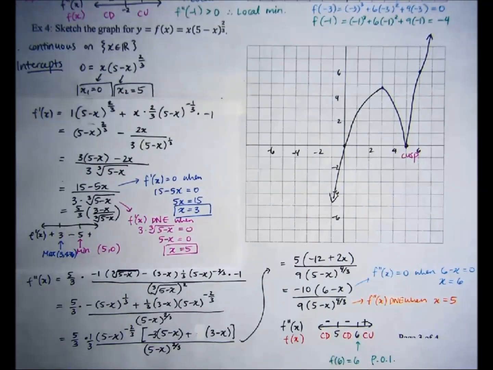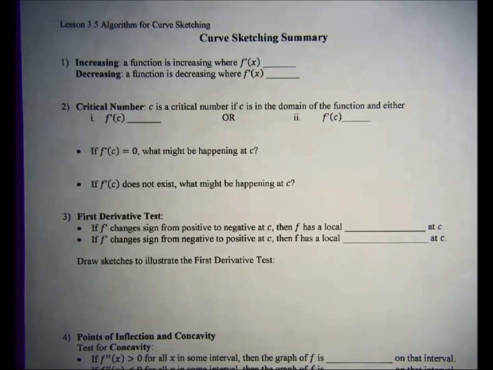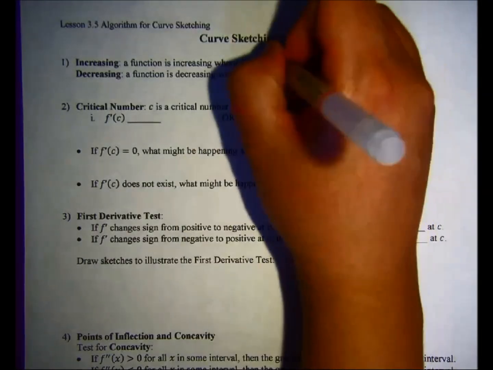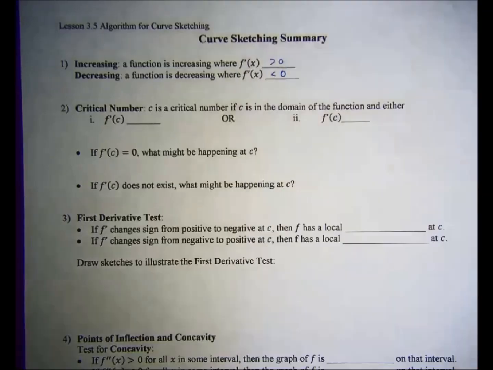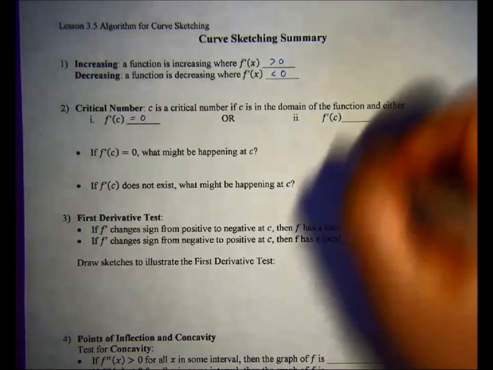Okay, the last page is just a quick recap of the sketching algorithm. So let's move on to that. So remember, a function is increasing when the first derivative is greater than 0. And a function is decreasing when the first derivative is negative. Now the next part, critical numbers. C is called a critical number if C is in the domain of the function and if f prime of C is equal to 0 or f prime of C does not exist.